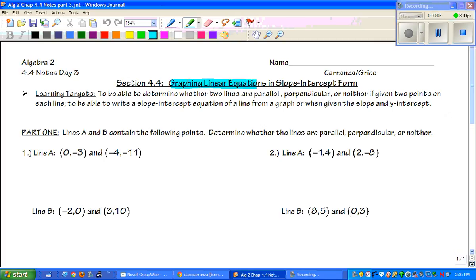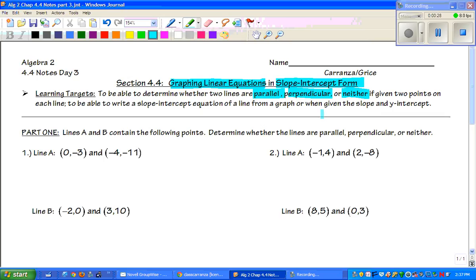Today we're talking about graphing linear equations in slope-intercept form. We're going to talk about being able to tell if two lines are parallel, perpendicular, or neither if given 2 points on each line, and to be able to write the slope-intercept equation of a line from a graph, or when given the slope and y-intercept.